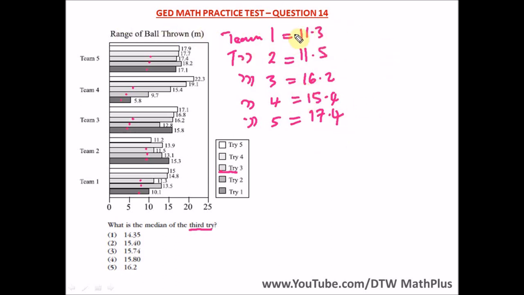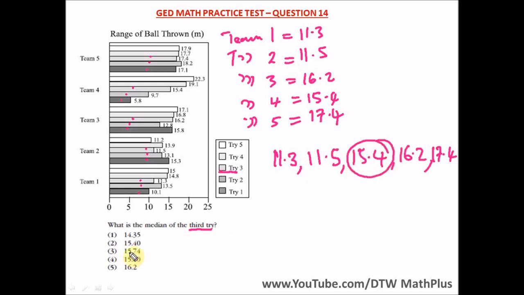Now we have to find the median of these scores, the range of the ball throw. In median, before we get the middle number, we have to arrange the numbers in ascending order, that's from the lowest to the highest. So what's the lowest number here? The first lowest number is 11.3, the next is 11.5, the next is 15.4, the next number is 16.2, then the final number is 17.4. So in ascending order, the median will be the middle number. So our median in this question is 15.4. So this is our answer, that's option 2, 15.40.